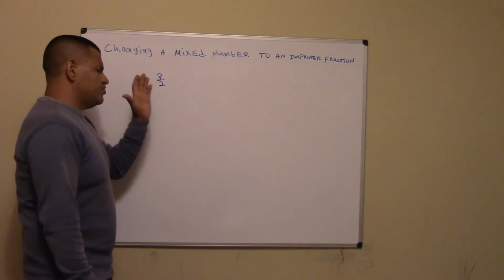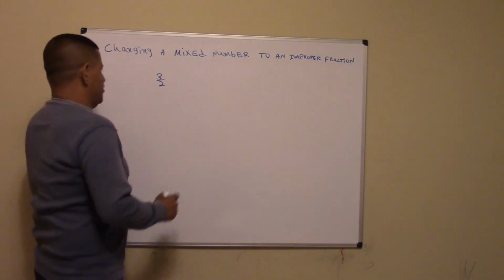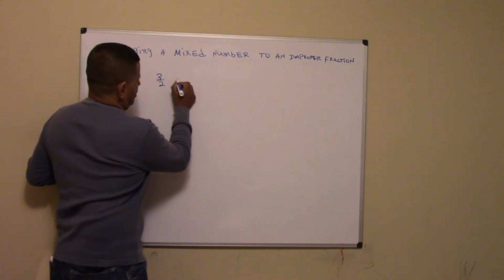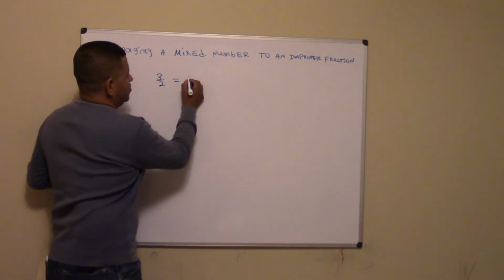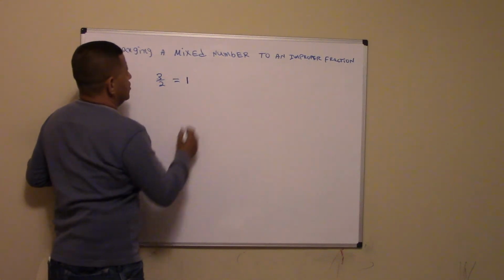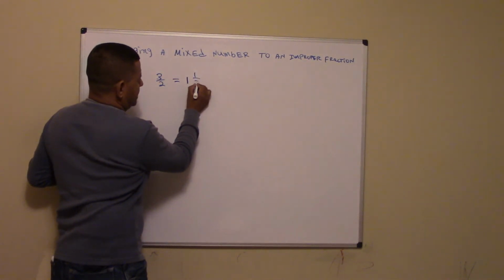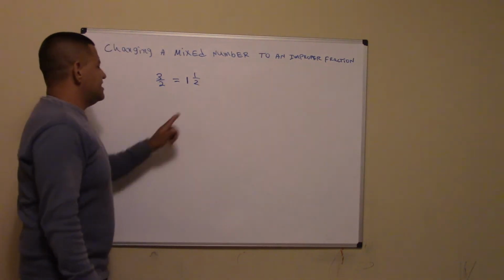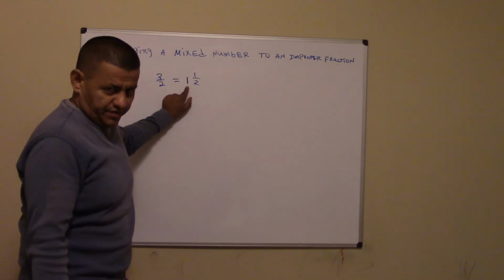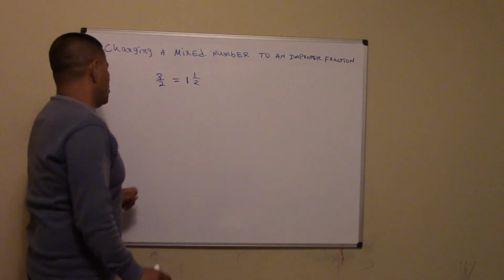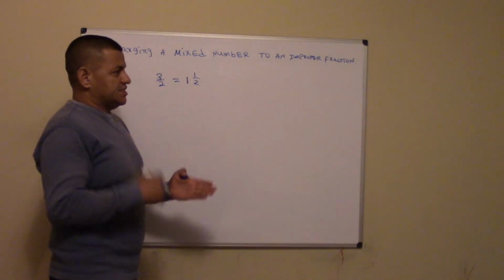So what do you do to change this to a mixed number? Well, you divide. 3 divided by 2 is 1, with a remainder of 1, so you put the 1 over there and you put the half. So this improper fraction becomes a mixed number, correct? When you simplify an improper fraction, it becomes a mixed number.